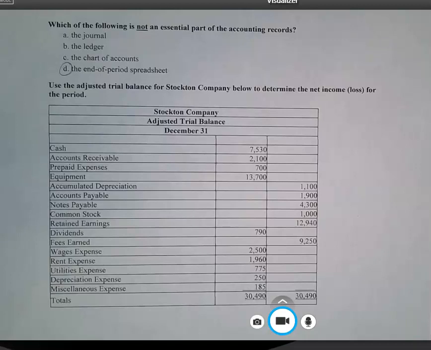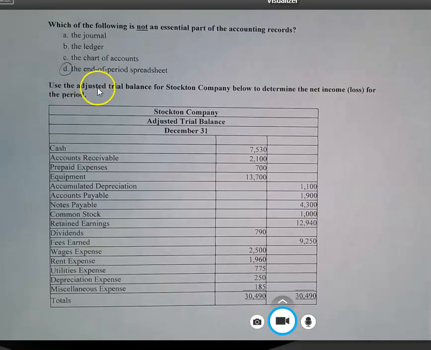With the textbook that we're using in my classes, you will see this listed as part of the accounting cycle, and you'll see plenty of references to it in the chapter. I just want to mention that the reason that I don't mention it is because it is not an essential part of the accounting records. All right, let's move on to something more related to what we're talking about.